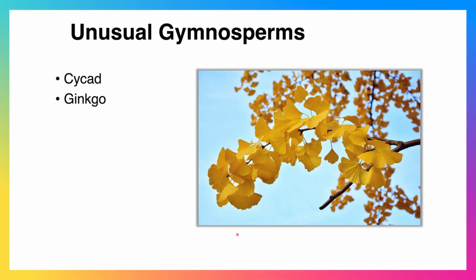Then the unusual gymnosperms include the cycad and the ginkgo. The picture on the right again is a ginkgo tree. A ginkgo tree is actually native to Asia, but one of the things that's interesting about the ginkgo tree is the colored leaves which fall each fall. These are part of a group known as gnetophytes.